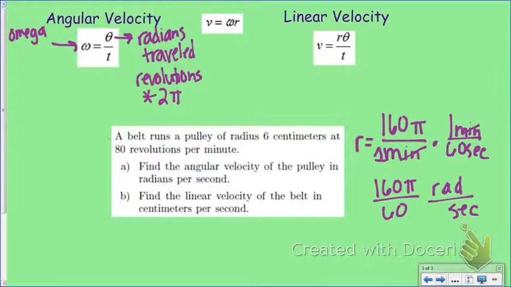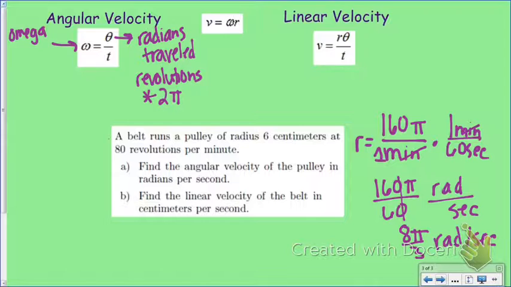Simplify that, that's 16 over 6, which reduces to 8 pi over 3. So that would be my angular velocity there. So 8 pi over 3 radians per second. That's how far that distance is per second, 8 pi over 3.